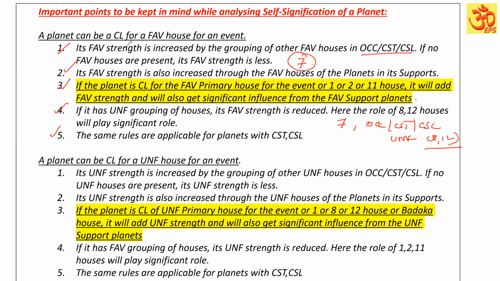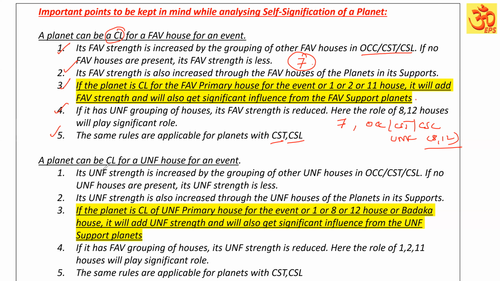Here we discussed the planet is a cuspal lord for the favorable house for an event. Suppose the planet is cuspal star lord for that particular favorable house for an event, or cuspal sublord for the event, the same rules are all applicable. But why is importance given to the CL? Because that is the starting point, that is the owner, that is the source of the particular house matters.